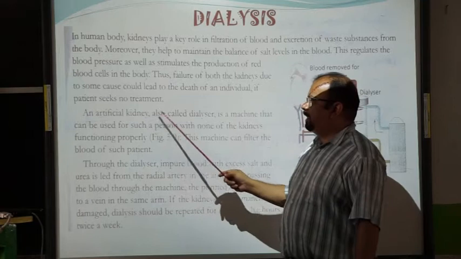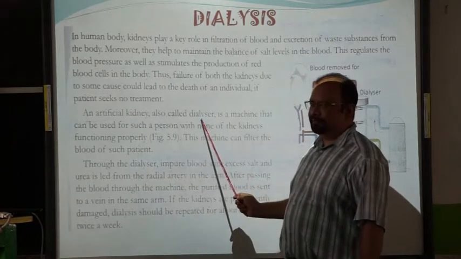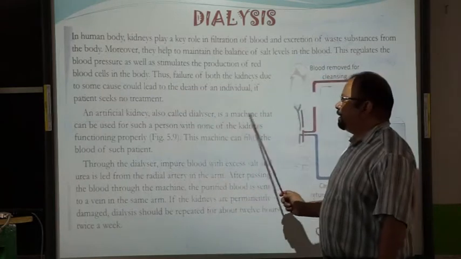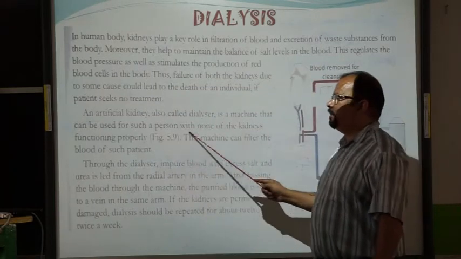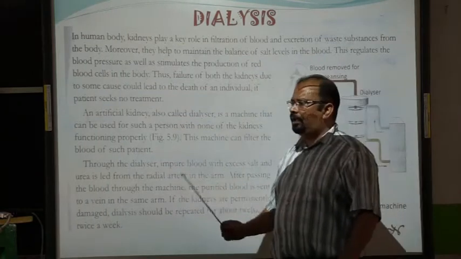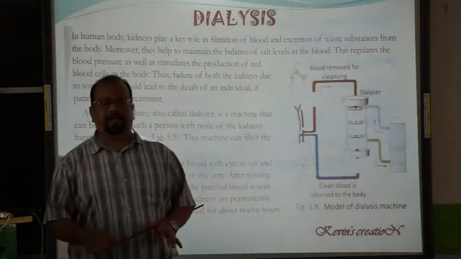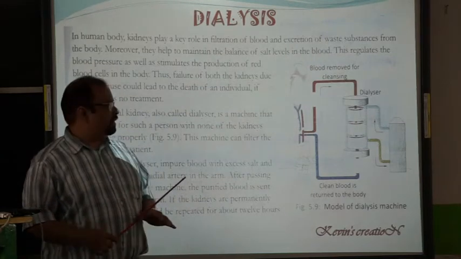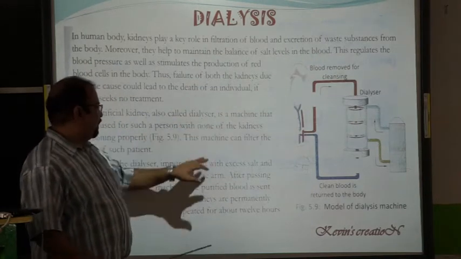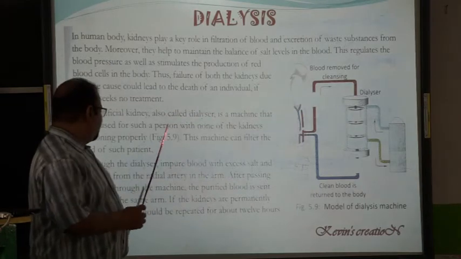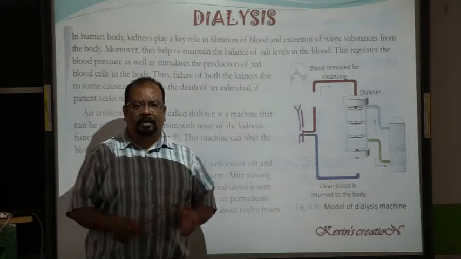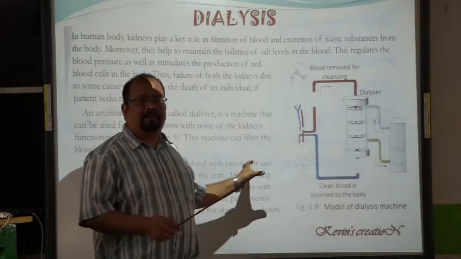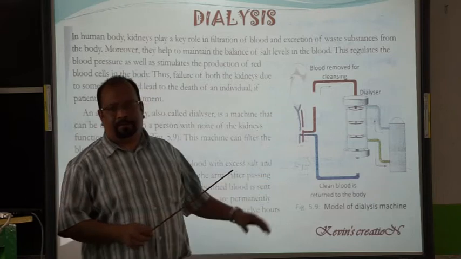An artificial kidney, also called a dialyzer. It's a machine which does the dialysis. It's a machine that can be used for such a person with none of the kidneys functioning properly. If both the kidneys are not functioning properly, then you have to take the help of a machine which is called dialyzer. This machine can filter the blood of such a patient. Now kidneys are not doing their work, so the machine does the same work, purifying the blood.